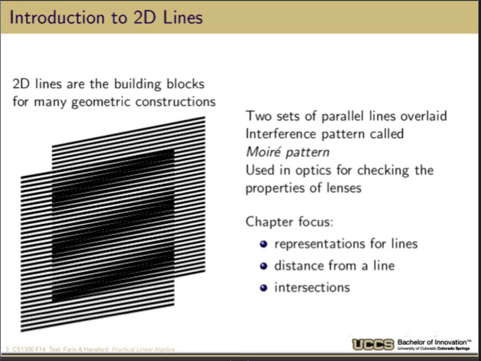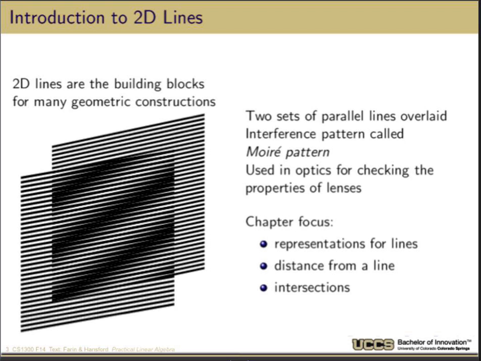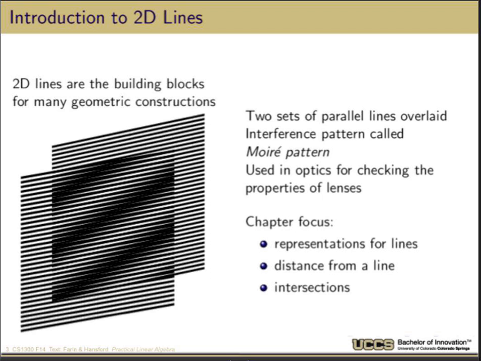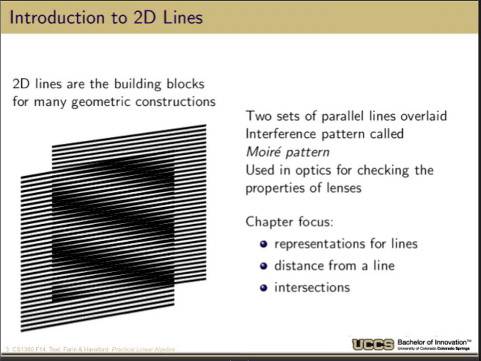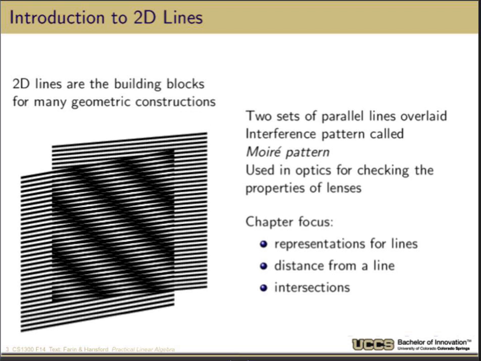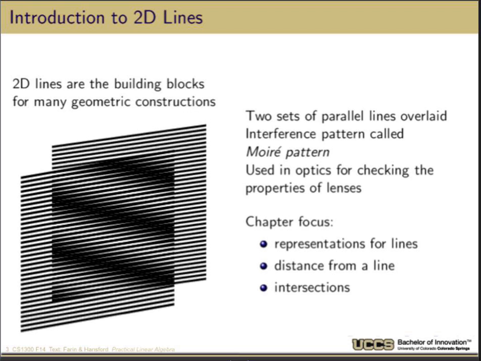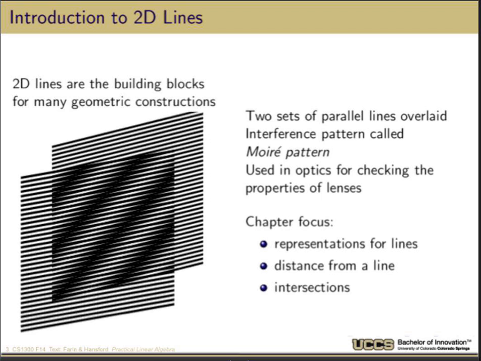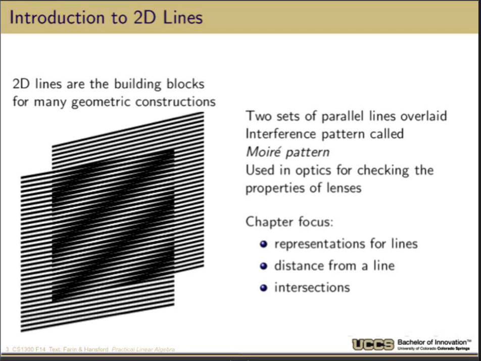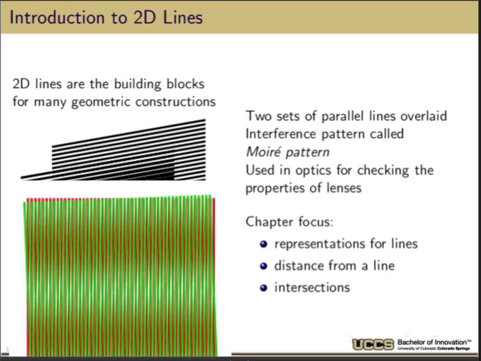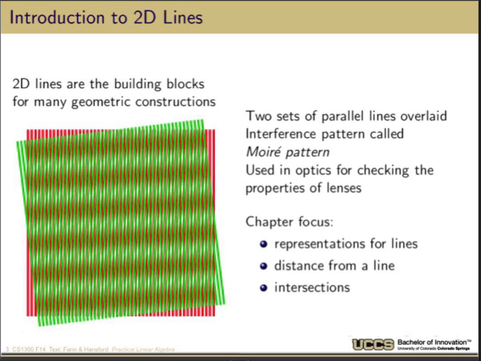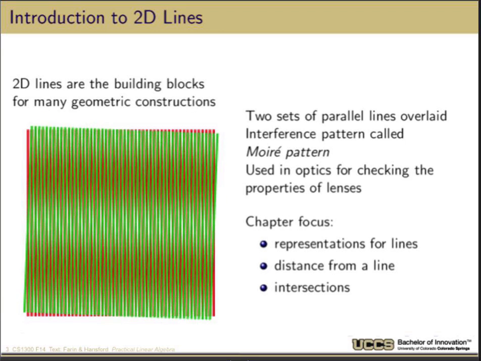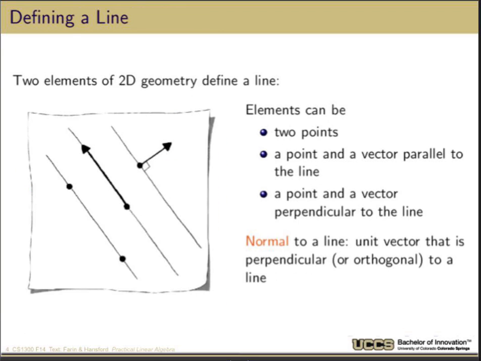So lines are the building blocks for many geometric constructions. Two sets of parallel lines overlaid, as in the graphic you see here, are called a Moiré pattern. It's used in optics for checking properties of lenses, and it's really about how the two sets of lines interact and form other patterns. The focus of this chapter, however, is not on Moiré patterns. It's on how we actually represent lines and compute things with lines, like distances and intersections. But lines are a fundamental part of what we do, and you get lots of interesting things that you don't necessarily expect just from lines, as you see from these Moiré patterns.